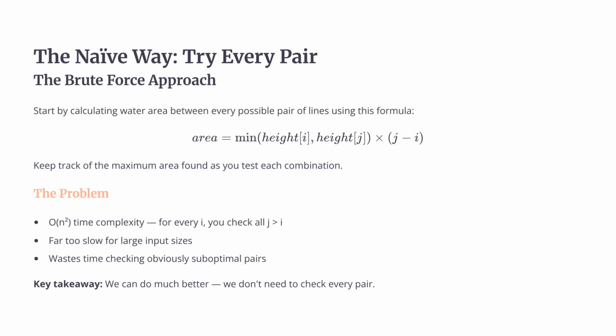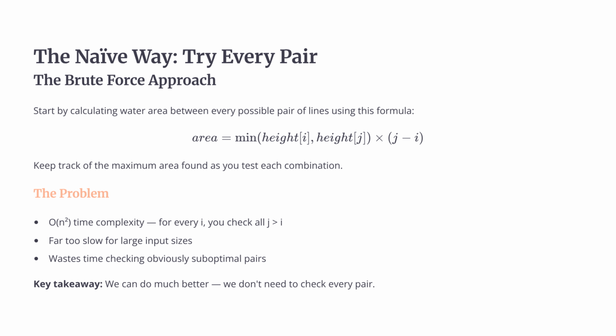Let's begin with the basic approach, called the brute force method. Here, we calculate the water area between every possible pair of lines. The formula goes like this: take the smaller height of the two lines, and multiply that by the distance between their positions. That gives the area of water those two lines can hold. We repeat this for every pair of lines, and keep track of the maximum area found so far.